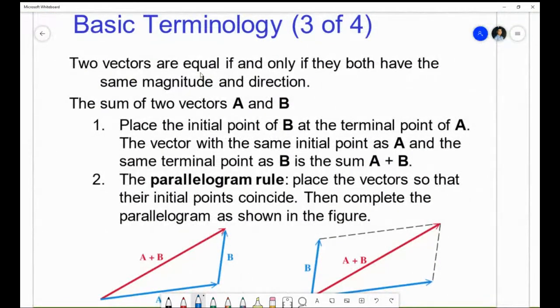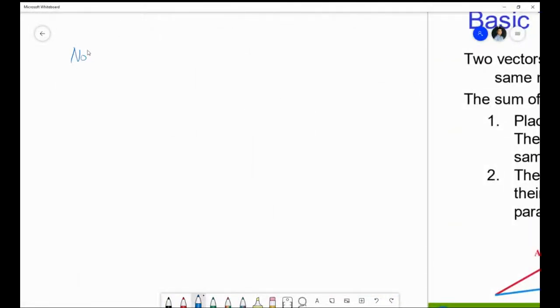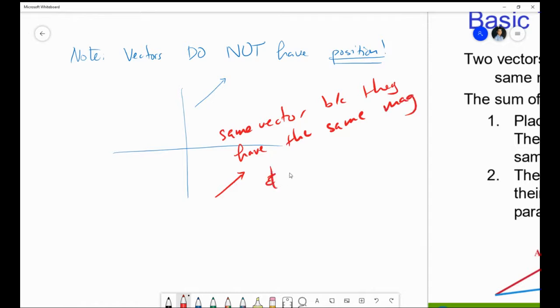Some properties. If I have two vectors, they are equal if and only if they both have the same magnitude and direction, which means that vectors do not have positions. So note: what I mean by having position is that if you have the Cartesian plane, let's say I have this vector right here, and I have another vector somewhere down here. You can see they both have the same magnitude and they both point in the same direction. Therefore, we say these two are the same vector because they have the same magnitude and direction.